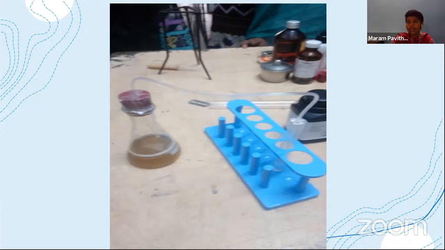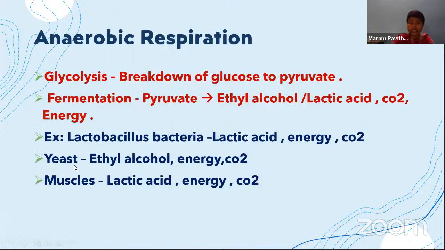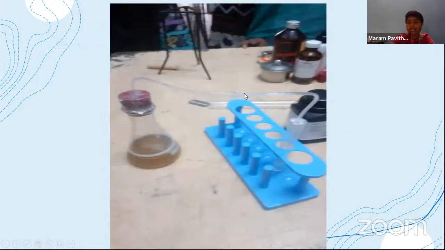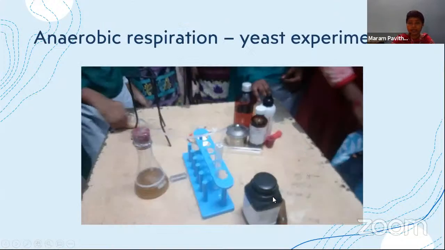Glucose solution. The second one is yeast. I told you yeast performs anaerobic respiration, so that is why we are taking yeast. This one is yeast. Yeast is available in the market, or you can take it from your lab also. Then the paraffin wax solution. What we require: paraffin wax solution and the test tube.